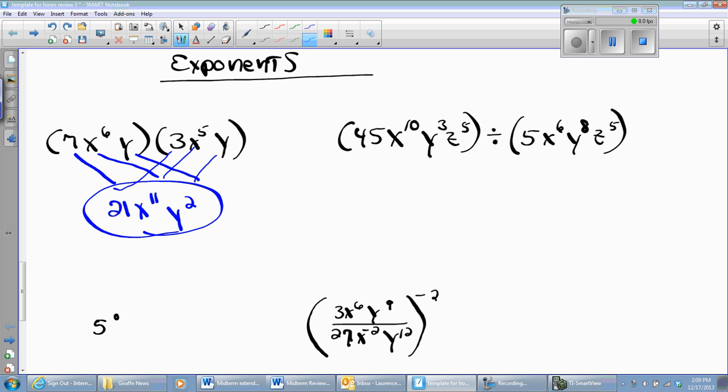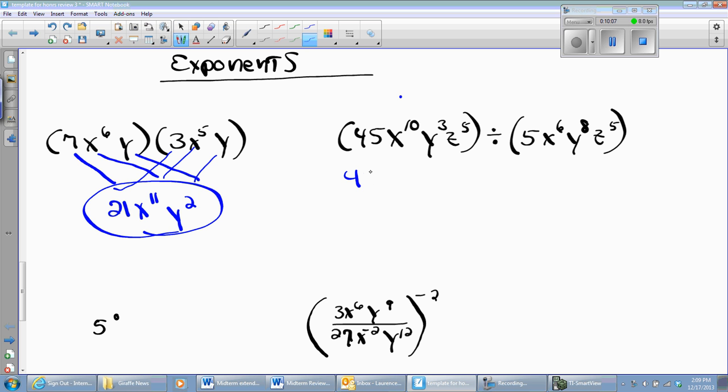When I have 45x to the 10th, y cubed, z to the 5th, divided by 45x to the 6th, y to the 8th, z to the 5th, I would much rather think about this as a fraction problem. That's not a decimal there, that's just a stray mark. Let me move that out of the way.